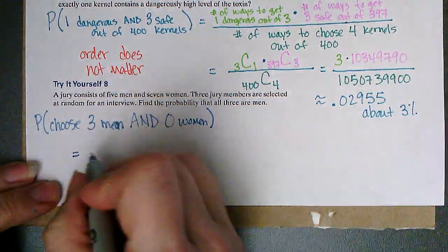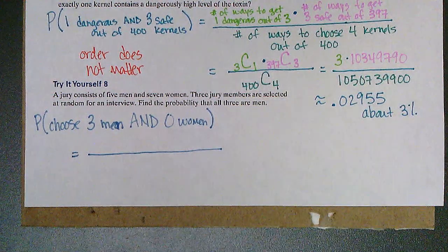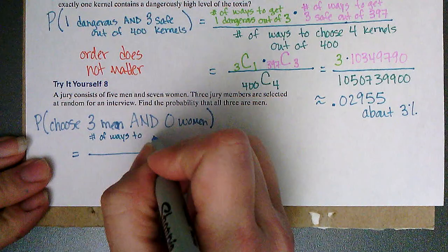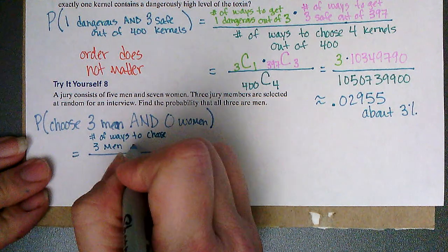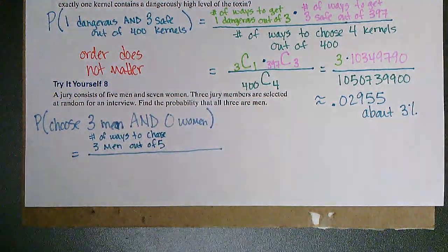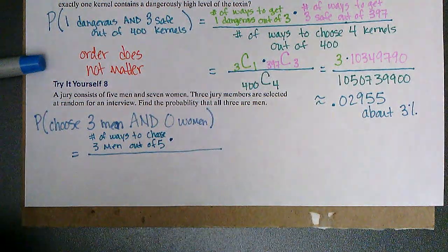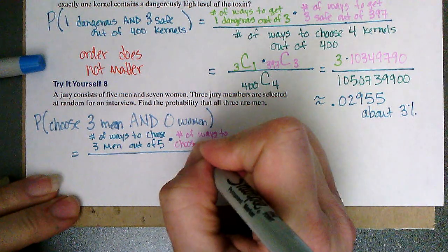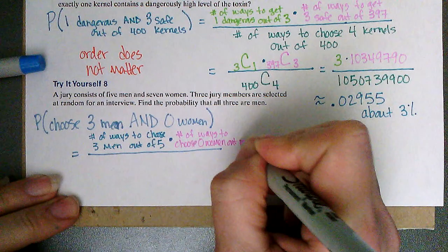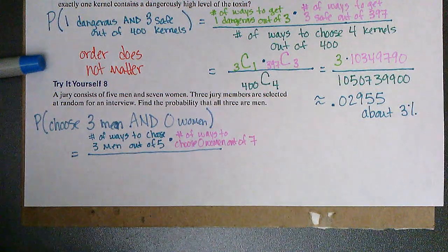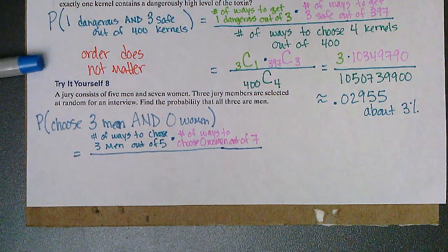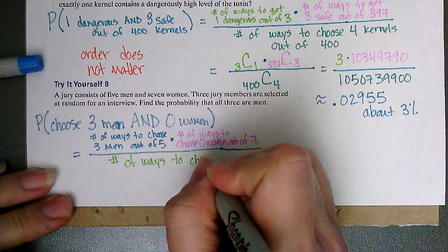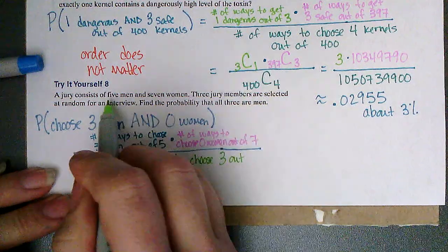So that is going to be, since it's an "and", we're going to be multiplying. So that's going to be the number of ways to choose 3 men out of, there are 5 in the pool, times the number of ways to choose 0 women out of 7. And then we're dividing that by the number of ways to choose 3 jury members out of, we have 12 in our pool.